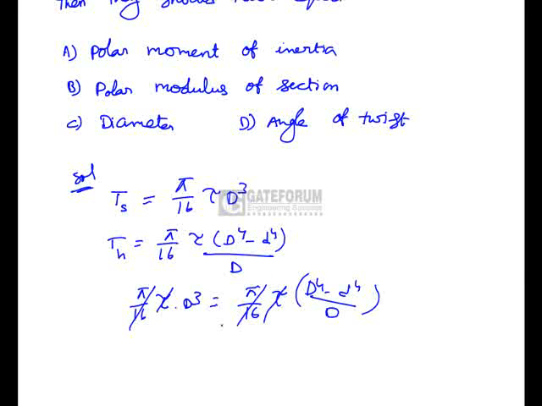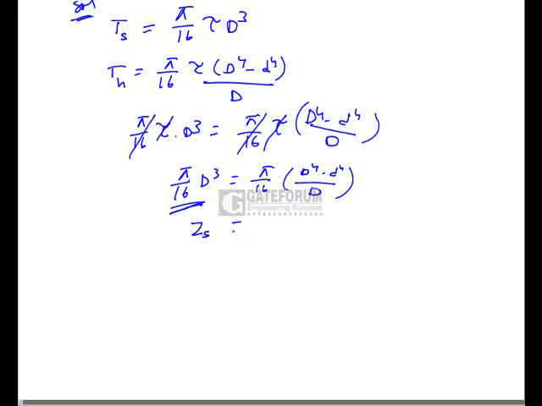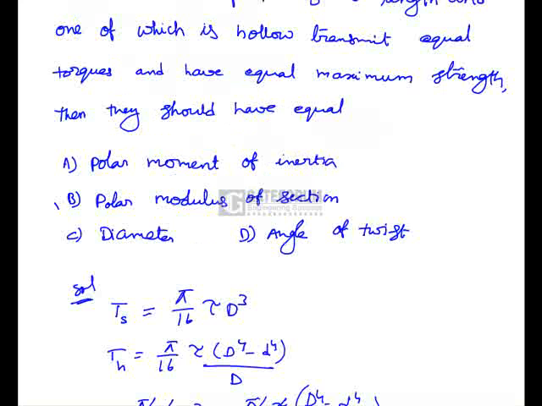So that here we get finally, just leave the pi by 16 as usual, pi by 16 d cube, and here pi by 16 into (D to the power of 4 minus d to the power of 4) by D. So here this pi by 16 d cube is nothing but the polar modulus of section of the solid shaft, that is Zs. Generally we say that. And here pi by 16 (D to the power of 4 minus d to the power of 4) by D is nothing but the polar modulus of section of the hollow shaft. So that here they should have equal polar modulus of section. So B is the right answer.